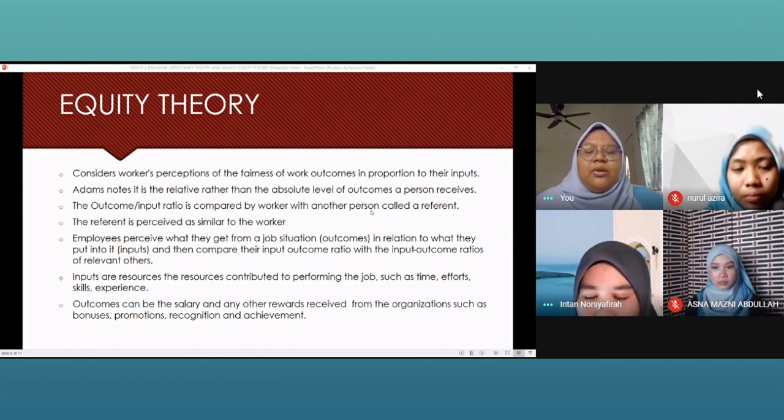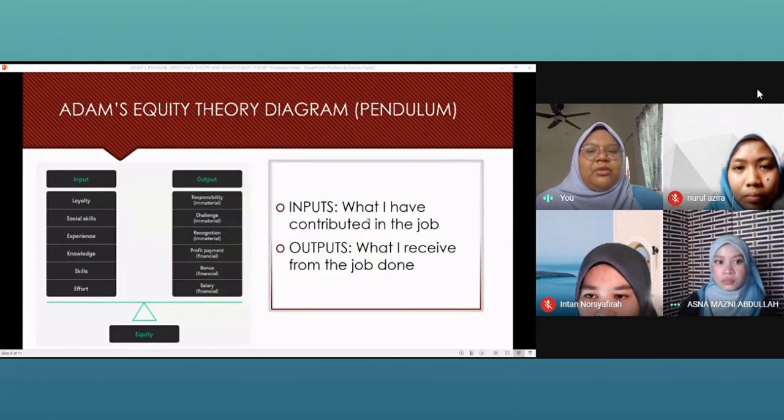And then they compare their input-outcome ratio with the input-outcome ratios of relevant others. Inputs are resources that contribute to performing the job, such as time, effort, skills, and experience. Meanwhile, the outcomes can be the salary and other rewards received from the organization, such as bonuses, promotions, recognition, and achievement. So, I will pass to my friend to explain what is input and what is output.